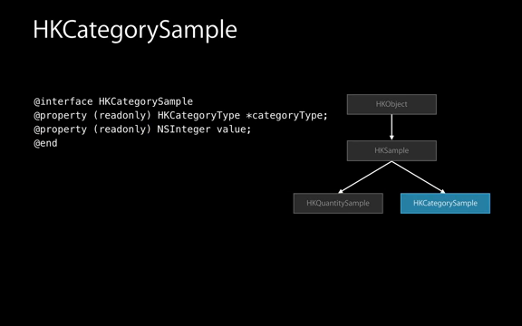Next, we have HKCategorySample. Category samples are very similar to quantity samples. They have a category type, which again describes what kind of data the sample represents, and they have a value. Now, remember that category types are the kinds of data that can be categorized into an enumeration of values. As such, every category type is paired with a corresponding enum. This value property must be one of the members of that enum. If an invalid value is provided, we throw an exception, just like we do for quantity samples.